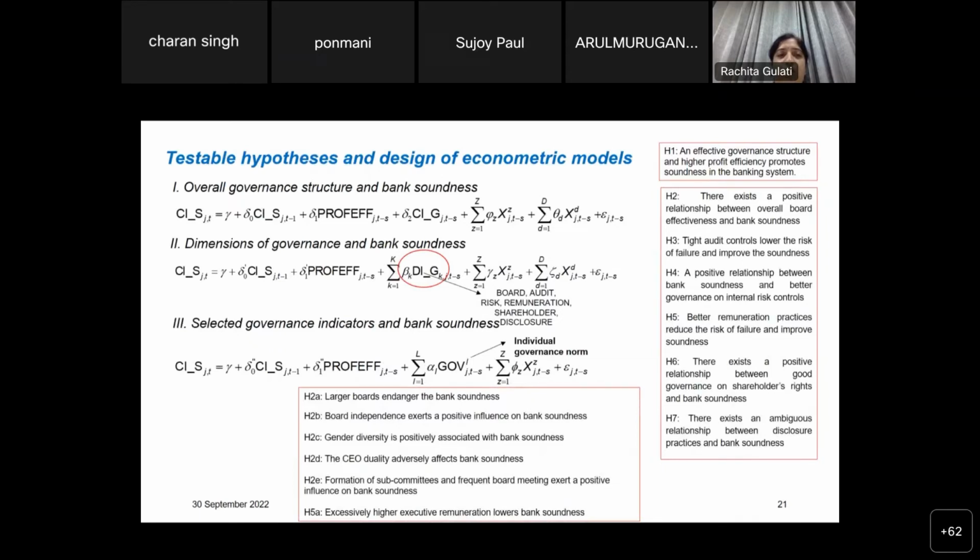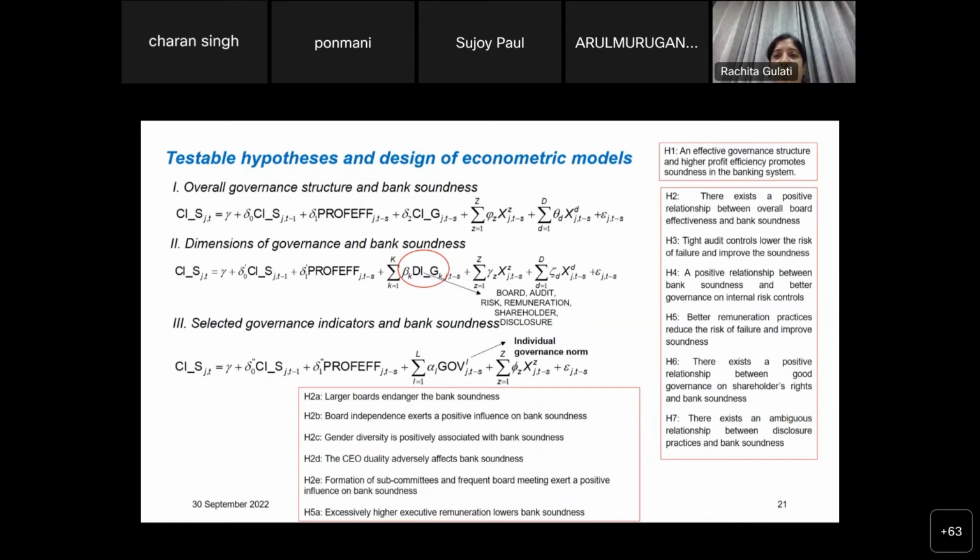Second is used to develop a linkage between the dimensions of the governance and the bank soundness, wherein the 6 different dimensions of the governance are linked to the overall soundness. And the third is used to develop the linkage between the governance indicators and the bank soundness. And we have moved from the aggregated to the disaggregated analysis by using the different specifications. And different hypotheses are tested in the study.